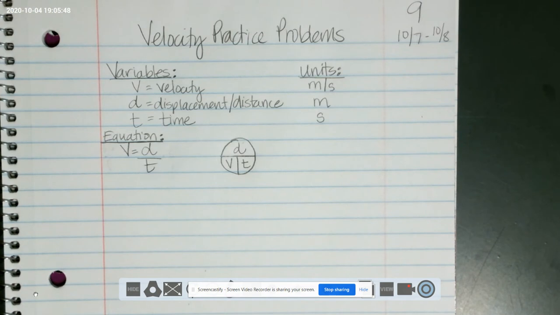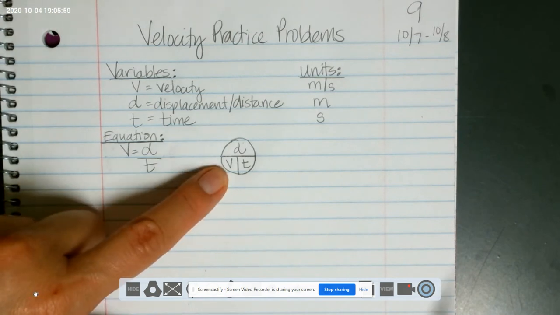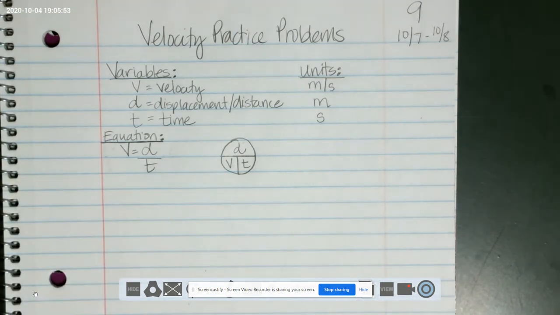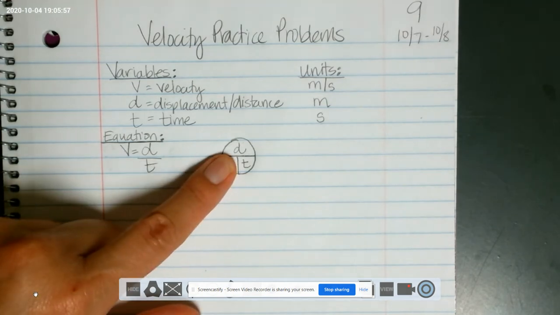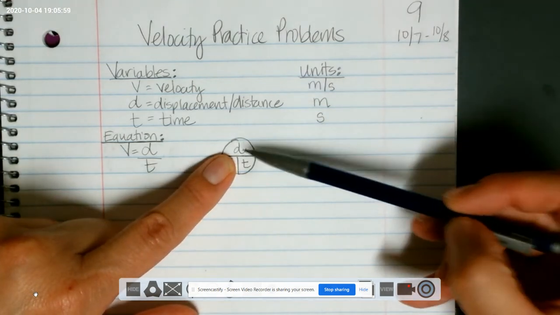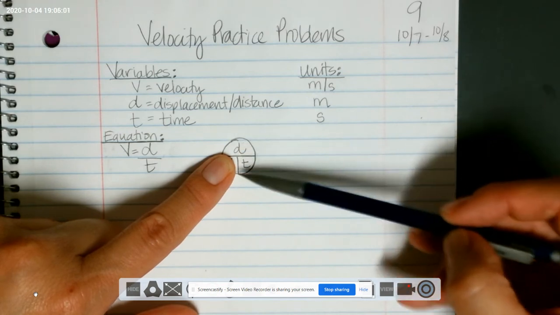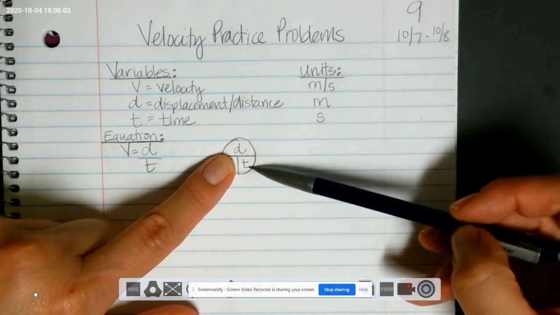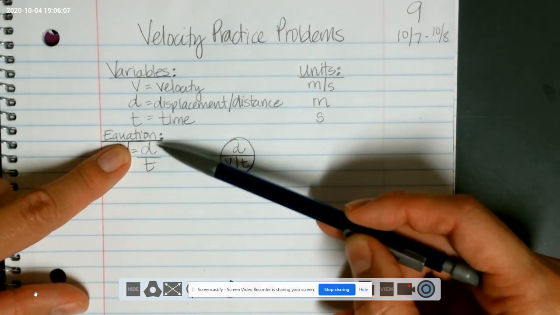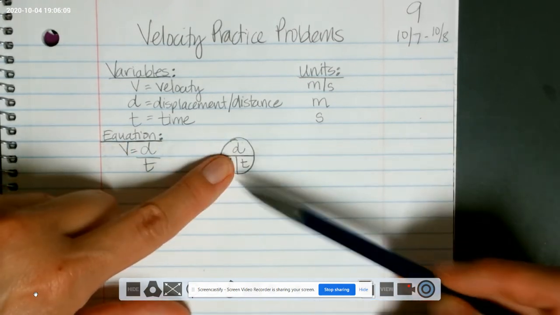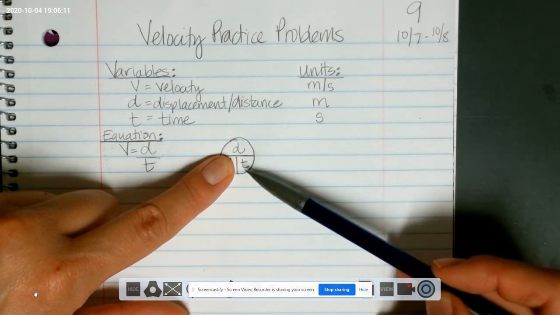If I'm solving for v, velocity, this is the main equation. Whatever you're solving for, you cover it up. So I'm looking for v in this case, I cover up v. What's left? D and t. And how are they arranged? D is on top of t, just like I see here. D is on top of t, therefore it's distance divided by time. So velocity equals distance divided by time.